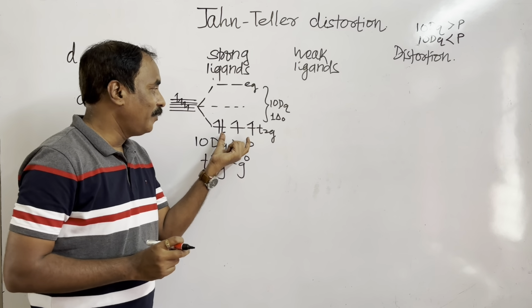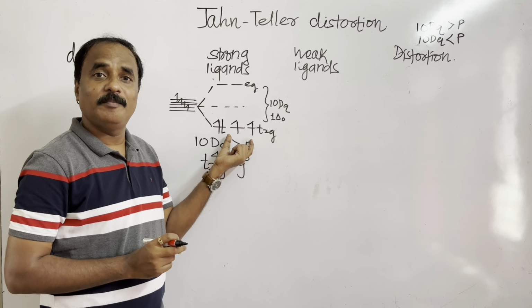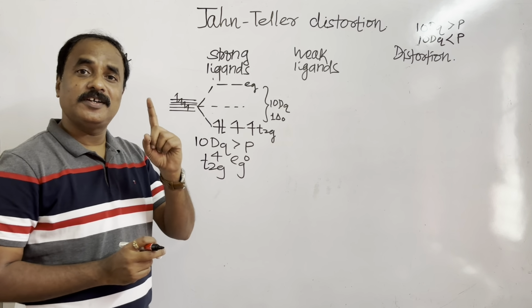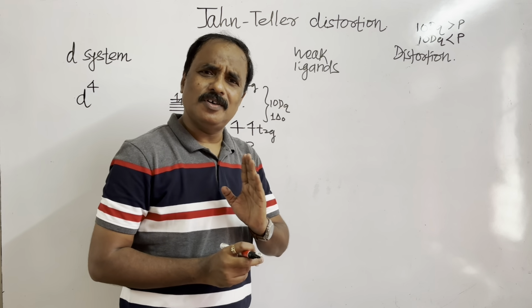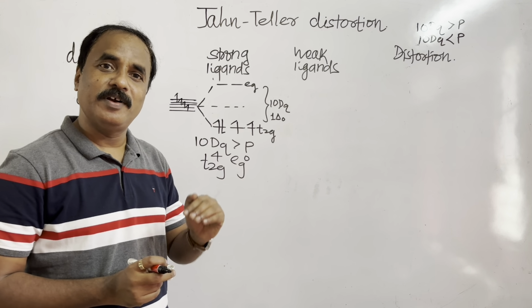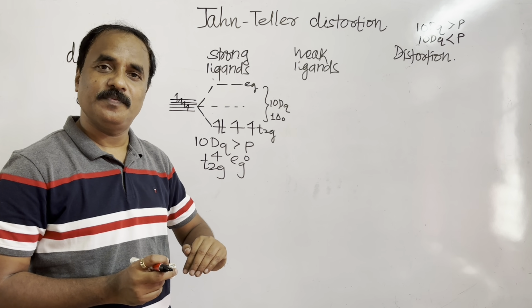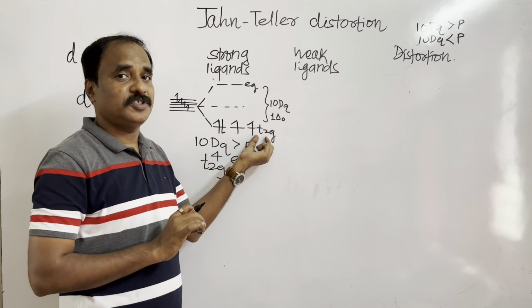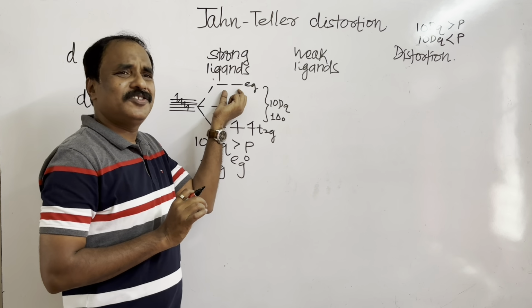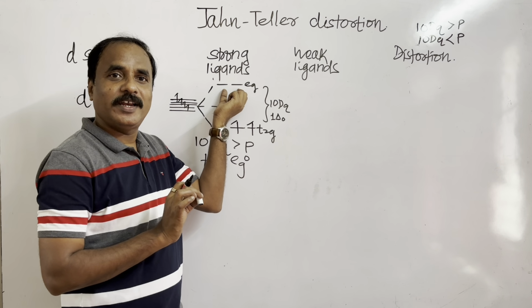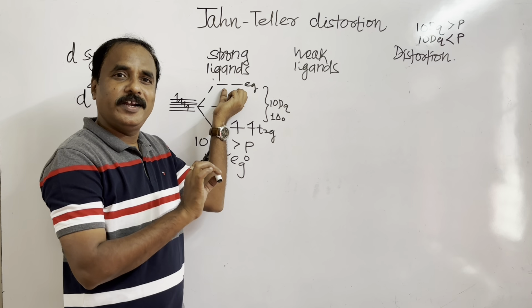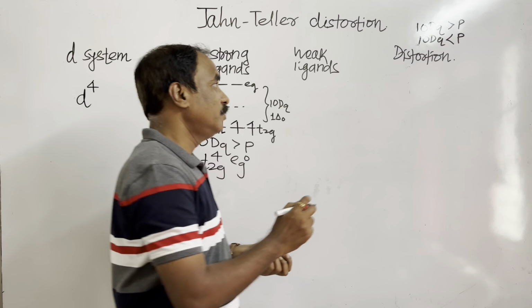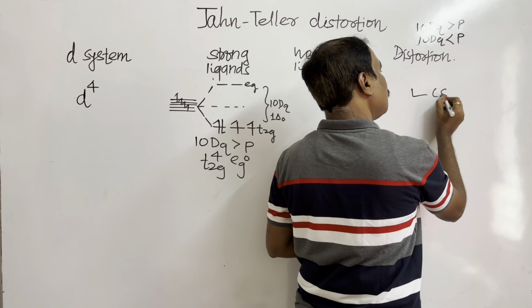So this electronic configuration is unsymmetrical. This is not symmetrical because in dxy there are two electrons, in dyz there is one electron, in dxz there is one electron. So this is unsymmetrical electronic configuration in t2g. So distortion. And here t2g is responsible for distortion, not eg. We can say eg is symmetrical, there is no electron in eg, in dx square minus y square no electron, dz square no electron. So there is a distortion in geometry when ligands are strong.